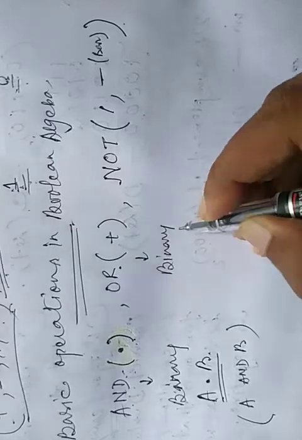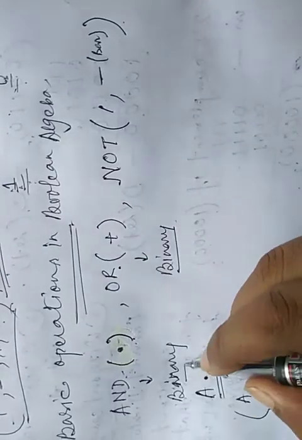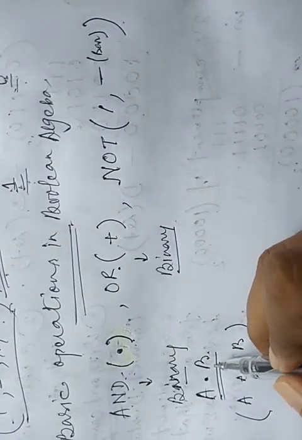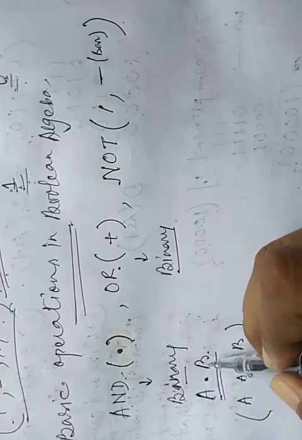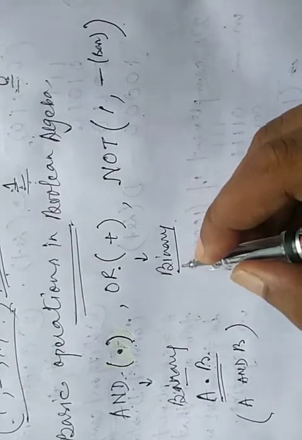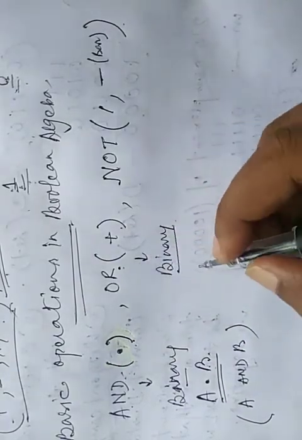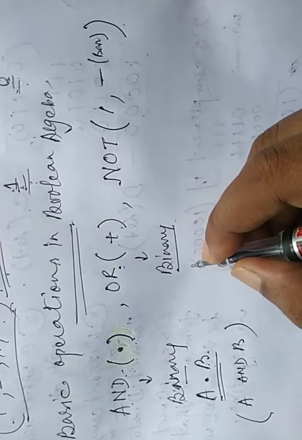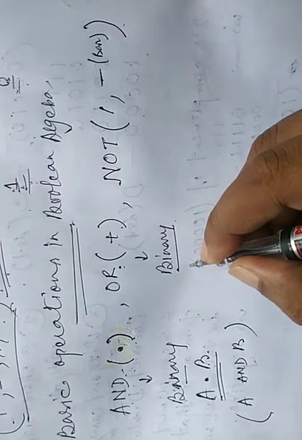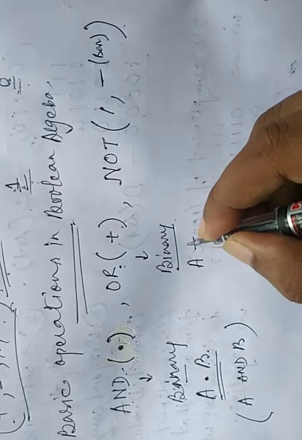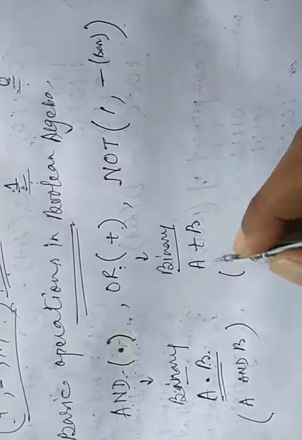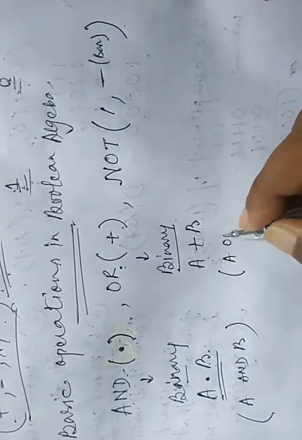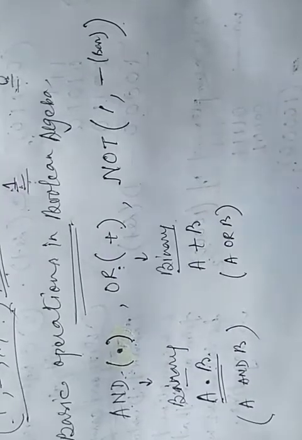OR operation is also a binary operator. That means it works on a minimum of two operands. It is not necessary that it works on only two, but it needs a minimum of two operands to work. So the OR operator is also a binary operator. It is denoted by A plus B. So A plus B means A or B.